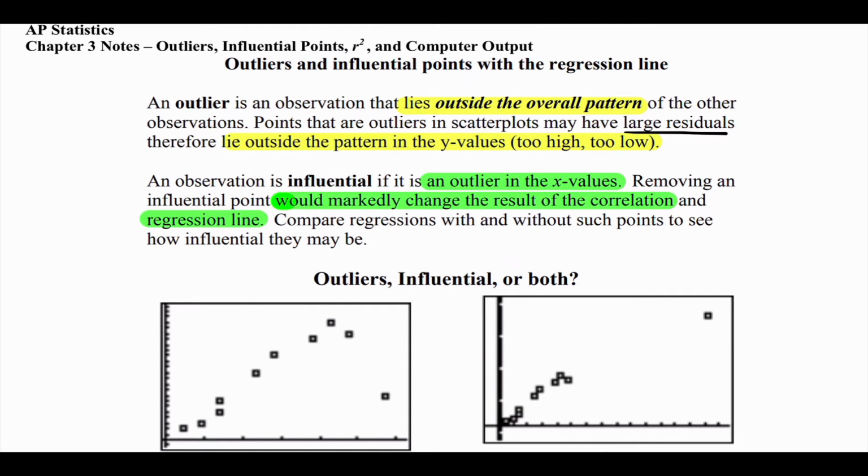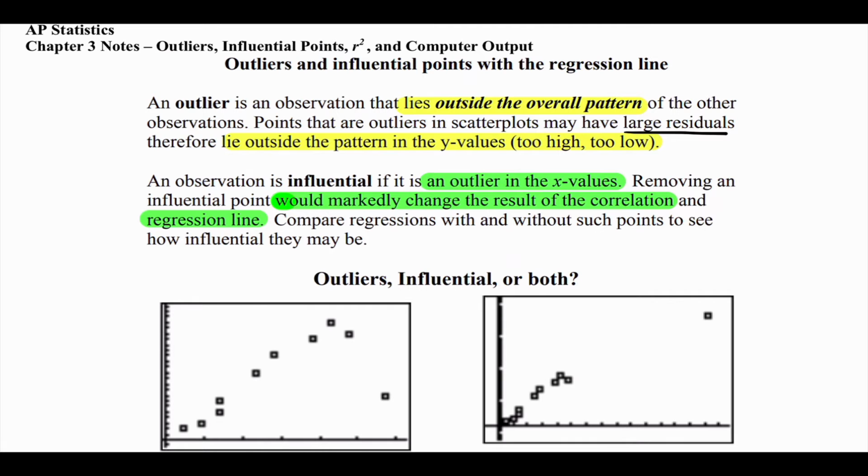Visually, do you see? So outliers, I highlighted some things about outliers. The things about outliers when we're talking about scatter plots is that, first of all, they lie outside the overall pattern. So there's an overall pattern going on. Something that doesn't lie with that pattern, does the opposite of what we should do, is considered an outlier.